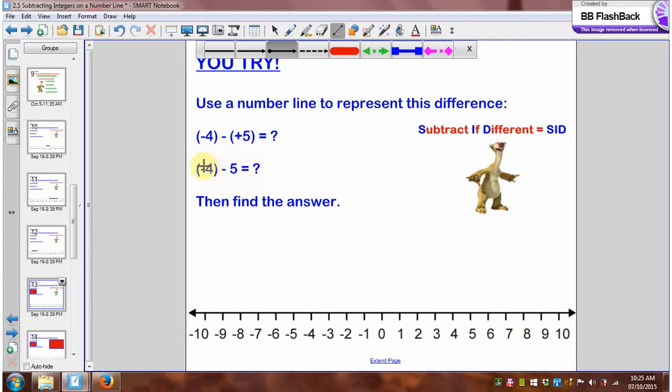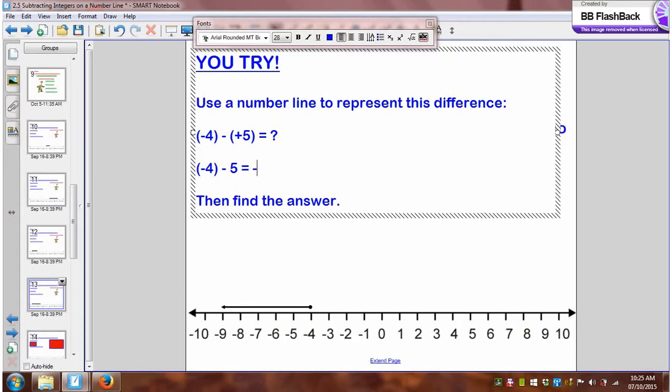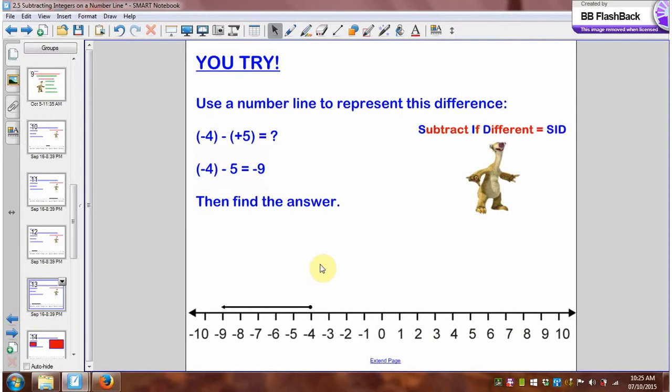We come down to our number line. We find our first number, negative 4. And then we're going to subtract 5. So we're going to the left. Subtract 5: 1, 2, 3, 4, 5. Where do we end up? Negative 9. So negative 9 is our answer. Perfect. Now another example.